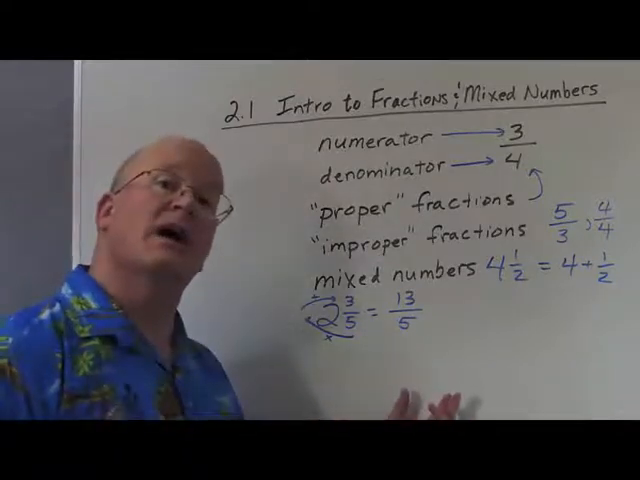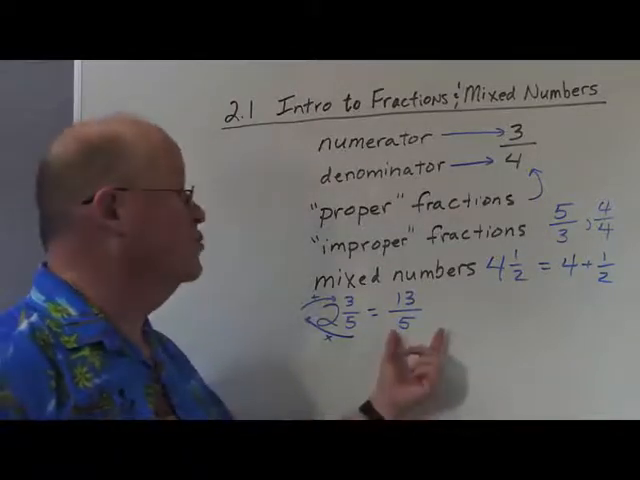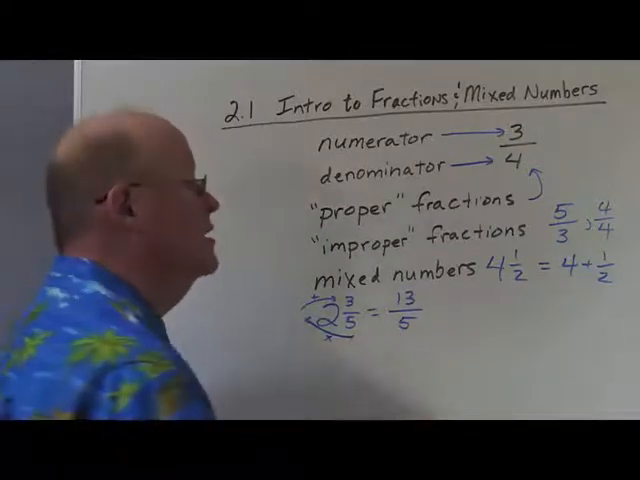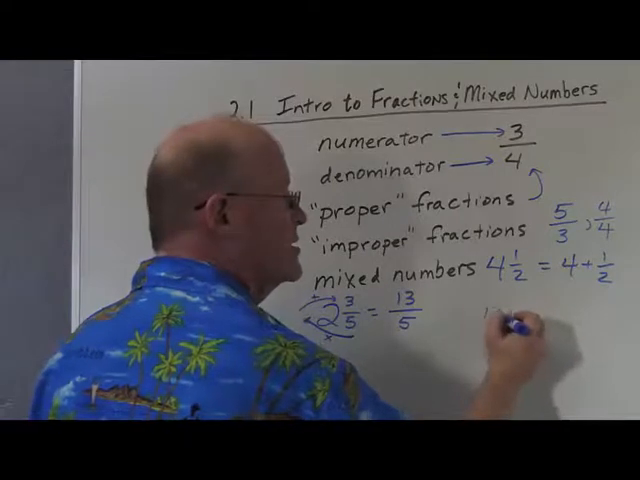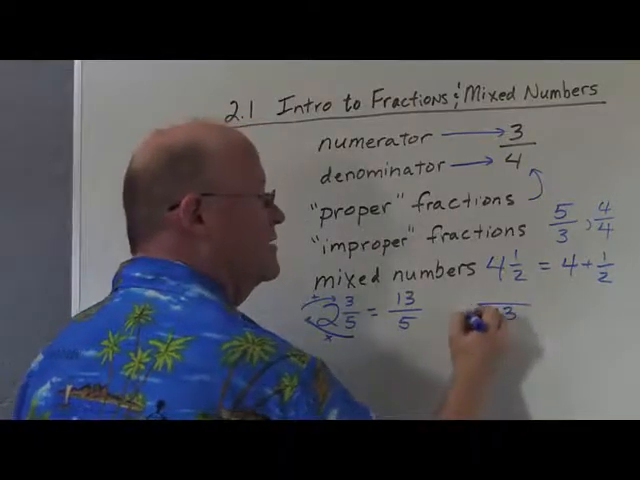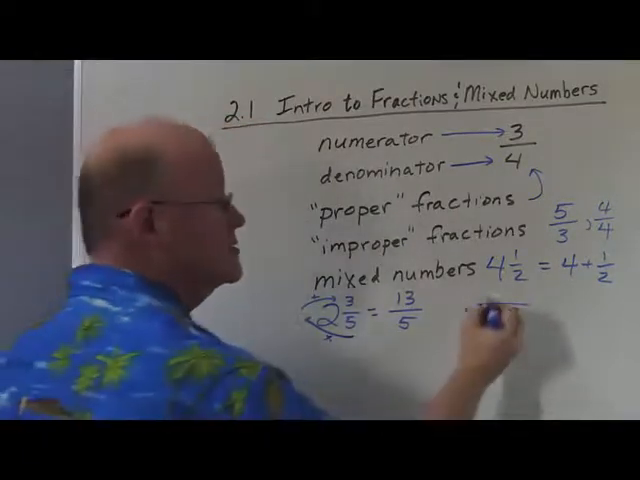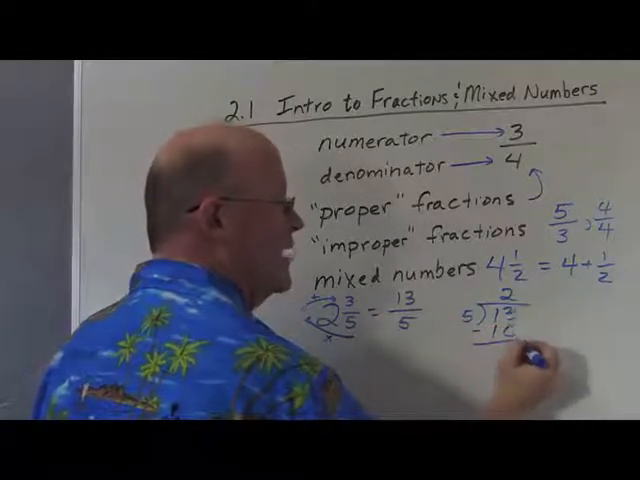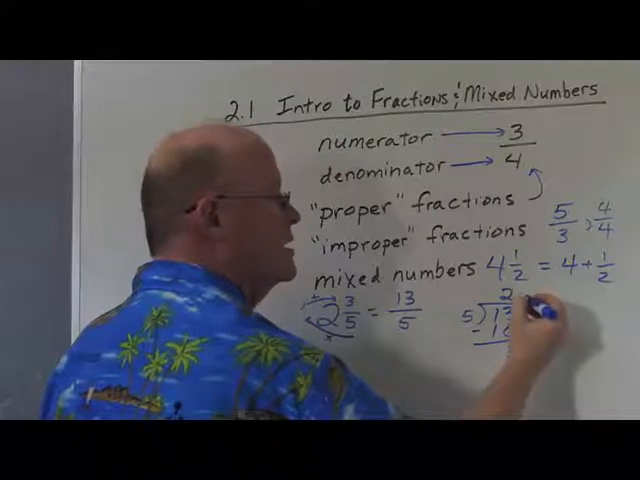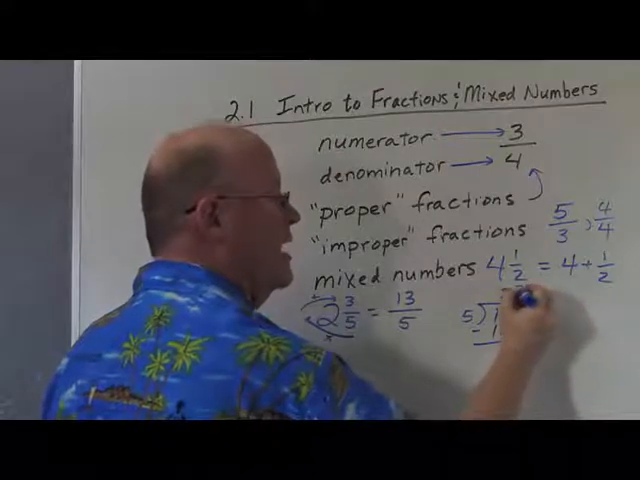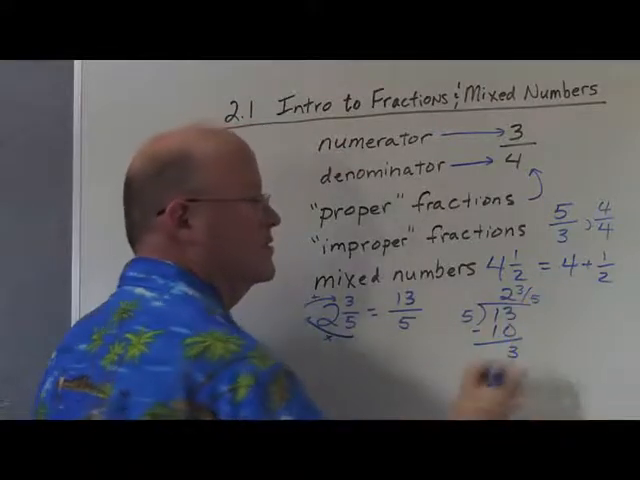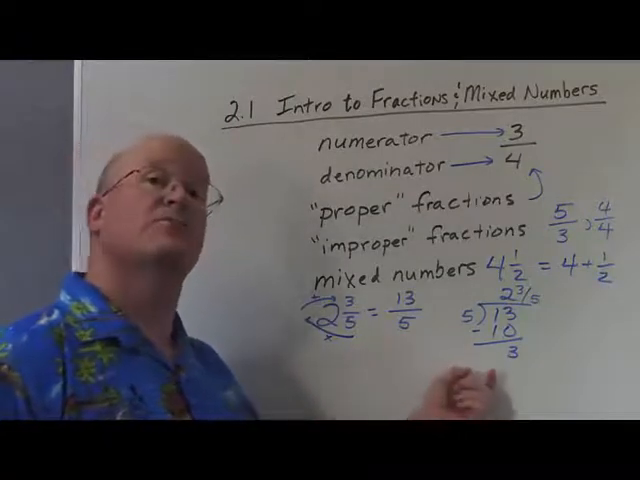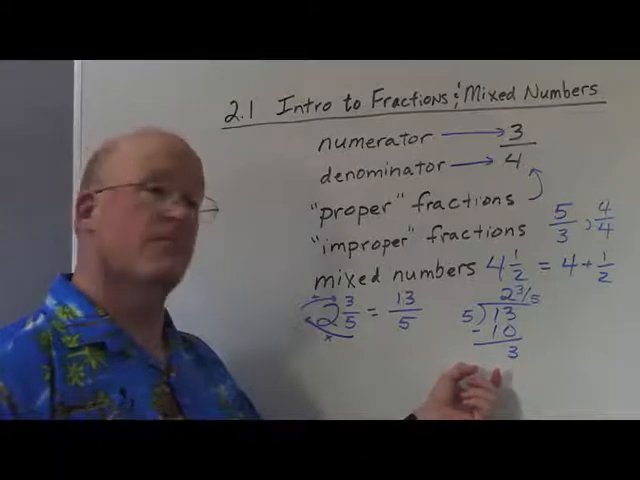Now this can be checked by going in the opposite direction. If you want to turn an improper fraction into a mixed number, then you would take the 13, divide it by 5 in this case. It goes in 2 times. 2 times 5 is 10. We subtract and get 3. And instead of writing R3, we say and 3/5. So long division allows you to take an improper fraction and put it into mixed number form.